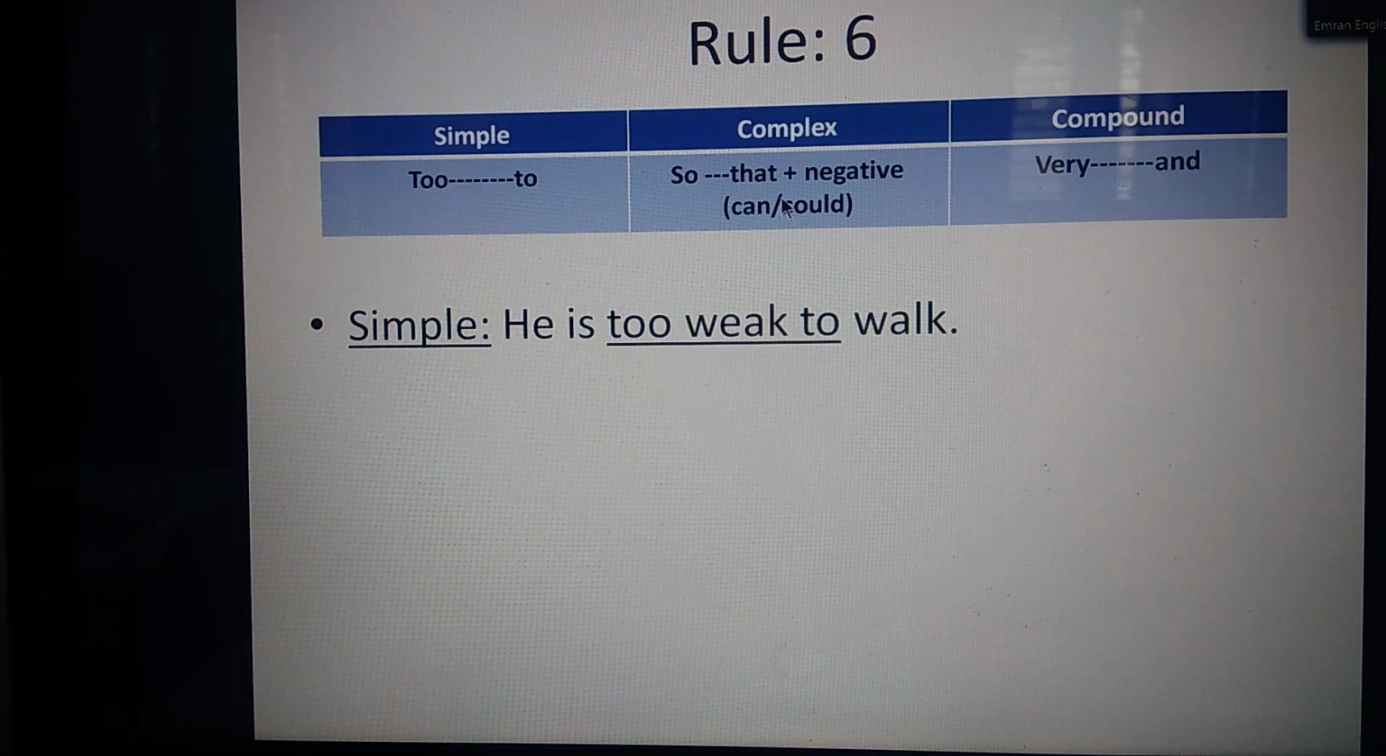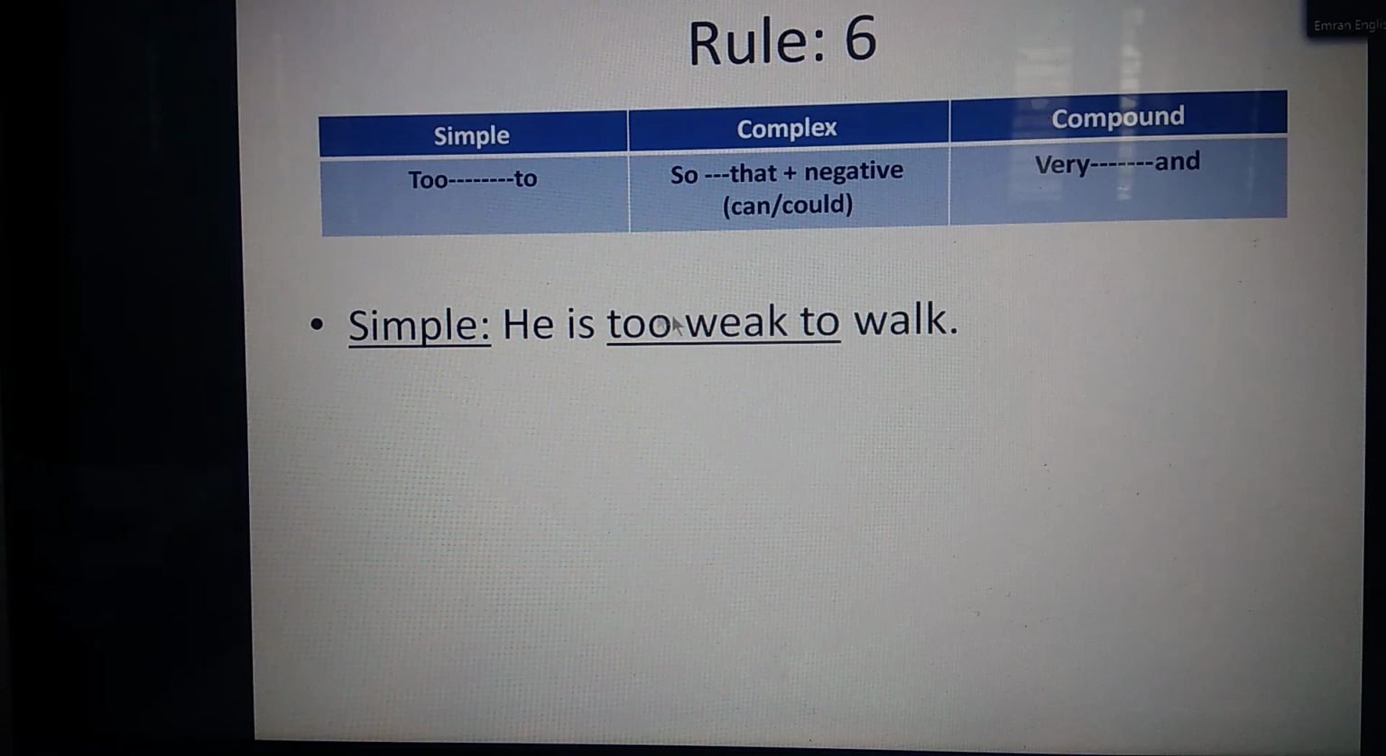You have to understand that if the sentence is in present tense, we normally use can and negative in simple to complex. If the sentence is in past tense, we normally use could not. So could plus negative in complex, from changing the sentence simple to complex and then to compound. So we see a sentence which is in present tense. You see that the sentence has only one subject. The subject is he, and the sentence is in present tense.